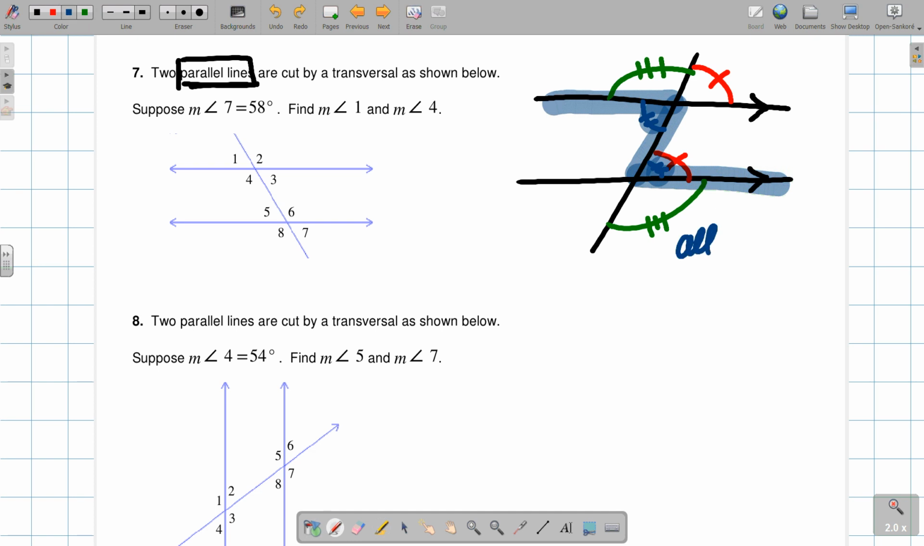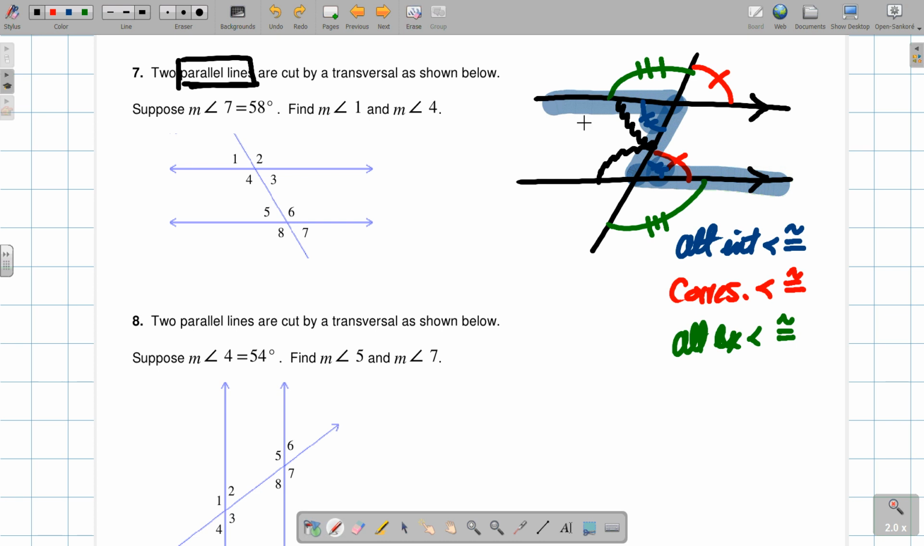Let's write that down. Alternate interior angles are congruent. Corresponding angles are congruent. Alternate exterior angles are congruent. There's one more kind of angle, and that's when you're on the same side of the transversal and between the lines. These are called same side interior angles.